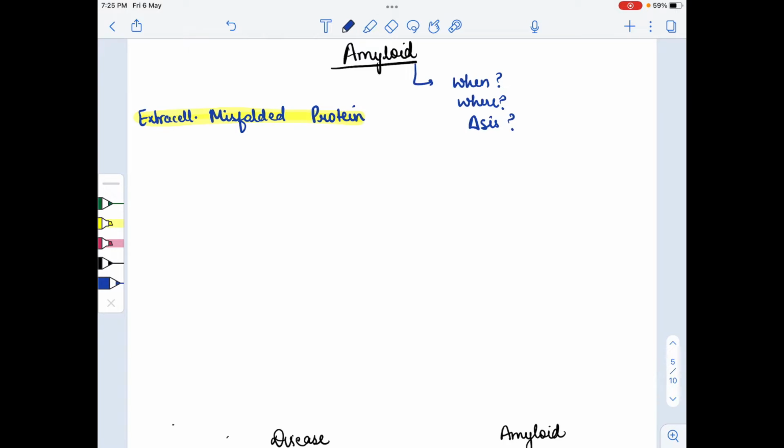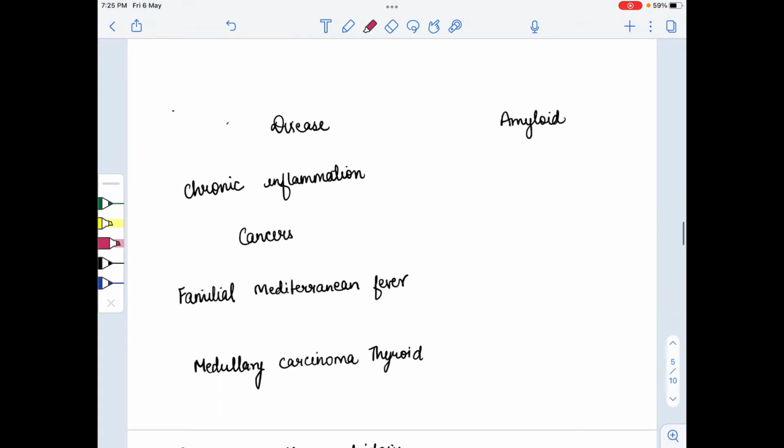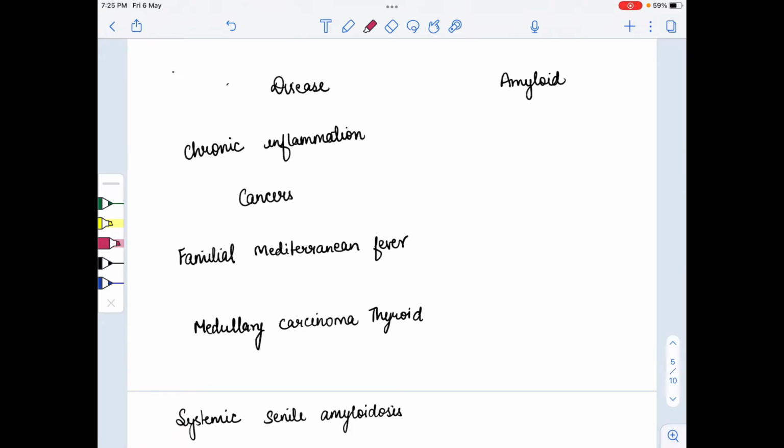Now, what are the examples, like where and when it will be deposited. Let's start with when it will be deposited. These are the diseases and the type of amyloid deposited in them. The first one is chronic inflammation and cancers. In all of these, amyloid is deposited. A represents amyloid.